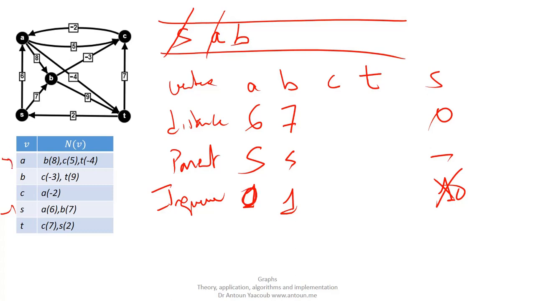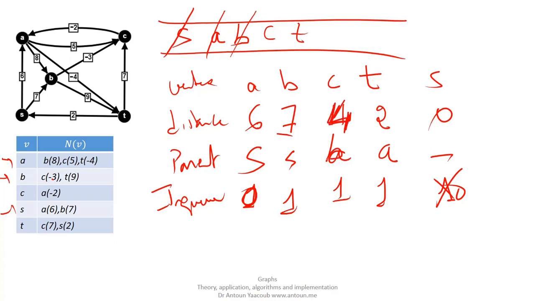Then I need to remove A. A has neighbors B, C, T. So A is 6. 6 plus 8 is equal to 14. We have 7, so let's ditch it. A is equal to 6, C is 5, so 11. I'm coming from A, and now it's in the queue. T is minus 4. We have 6 minus 4 is equal to 2, so it's a good point, 2, A, and now it's in the queue. We have finished A, so let's move to B. B's distance is equal to 7. 7 minus 3 is equal to 4, so now it's equal to 4.